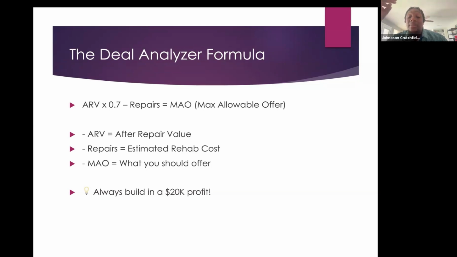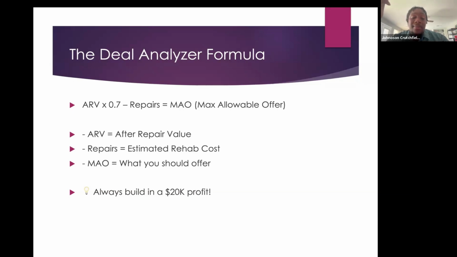Because we're taking 30%, and we're saying 30% is going to be the cost of our money. That's going to be the cost of the taxes. That's going to be profit, right? Because we want a profit too. So that 30% is profit and the 70% is what it's going to cost us to do this deal. So we're going to do after repair value times 0.7 minus repairs. We've got to figure out how much it's going to cost to fix the property up. And that's going to give us our max allowable offer.